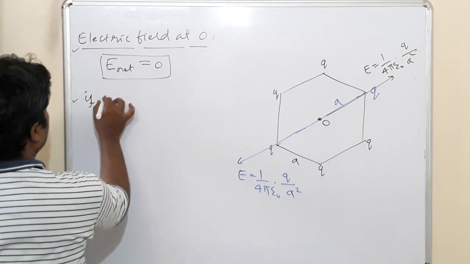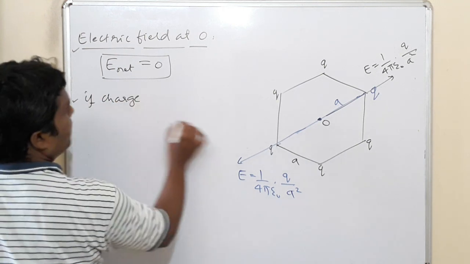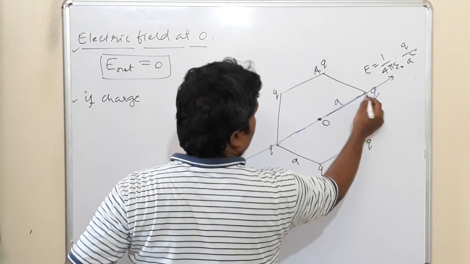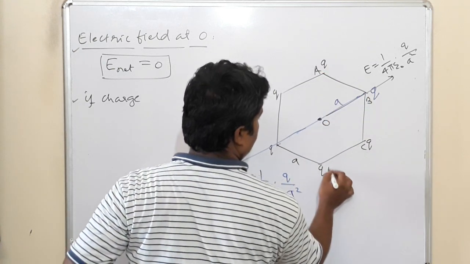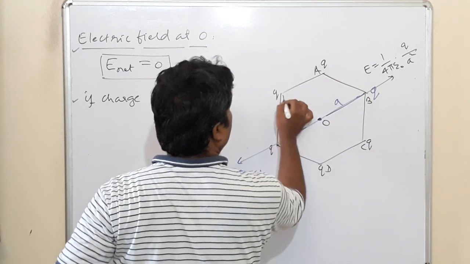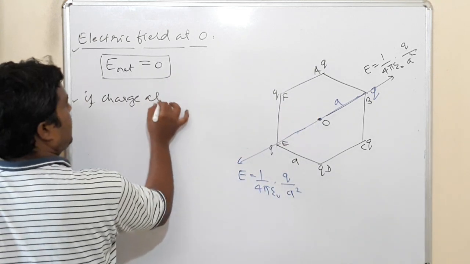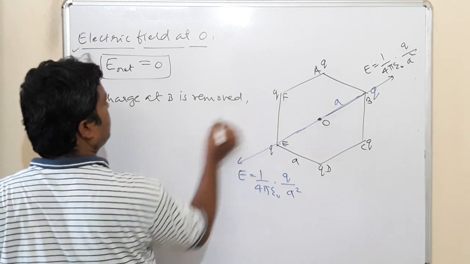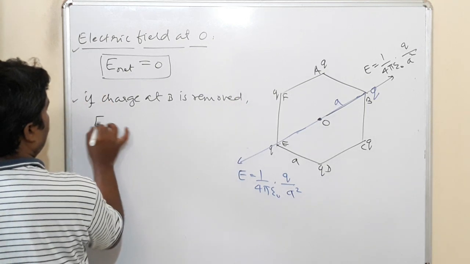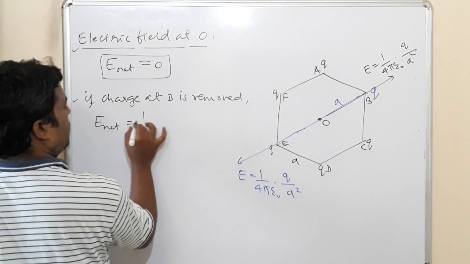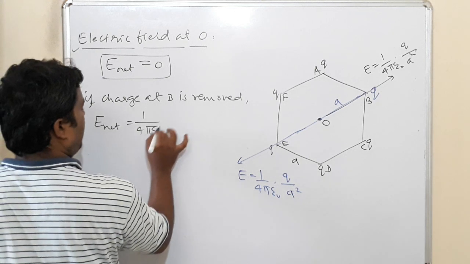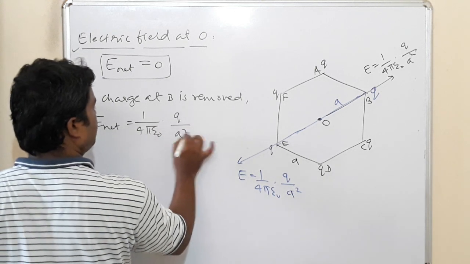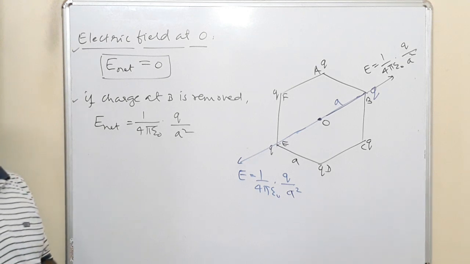Suppose that this is A, this is B, this is C, this is D, this is E, this is F. If the charge at B is removed, then the field at O will be equal to the electric field of that removed charge. Okay?